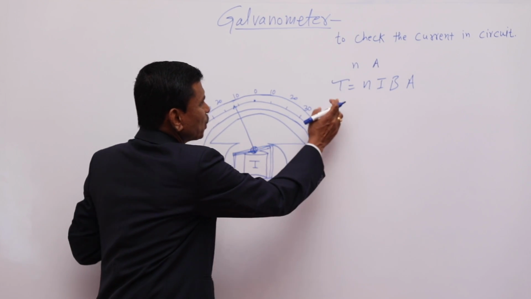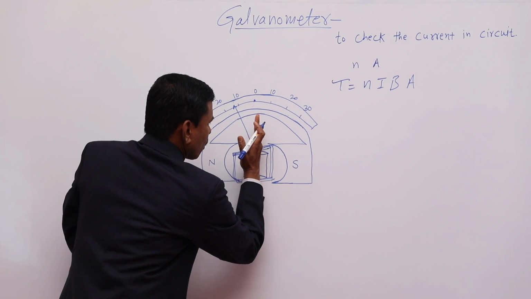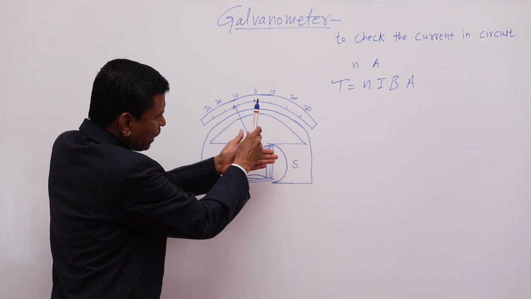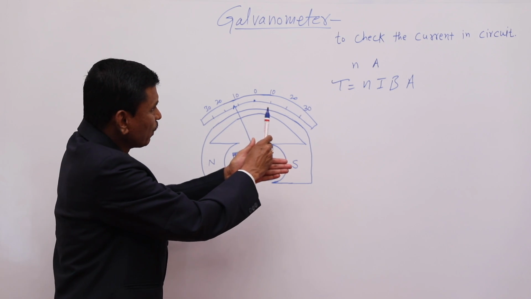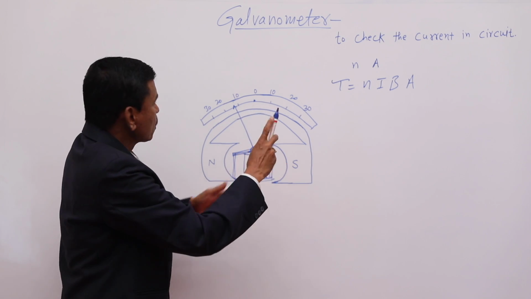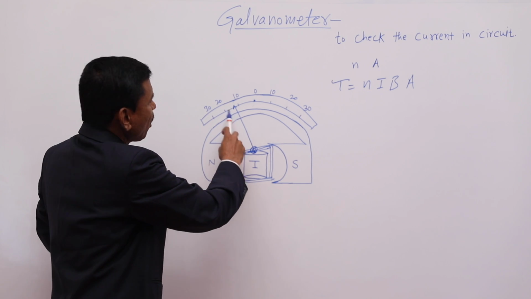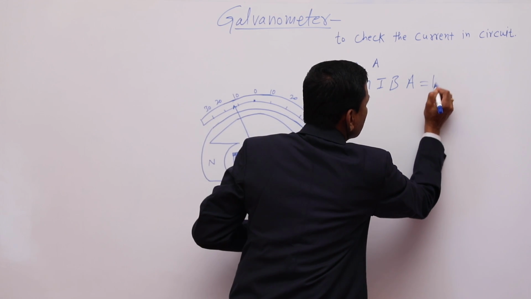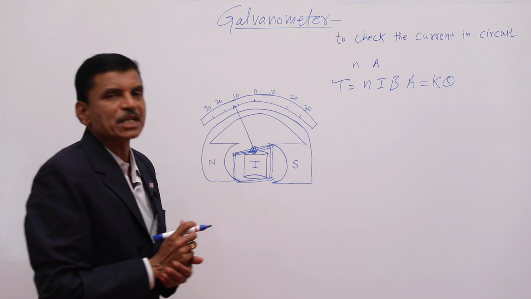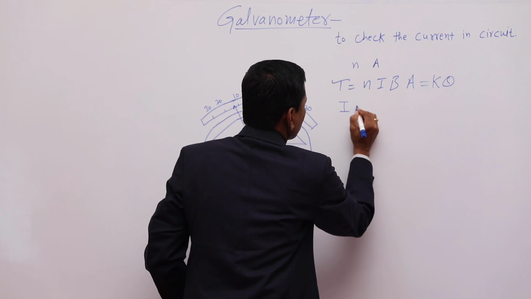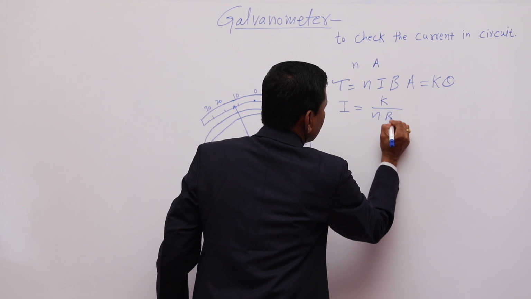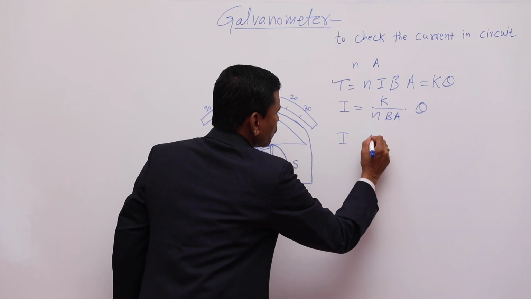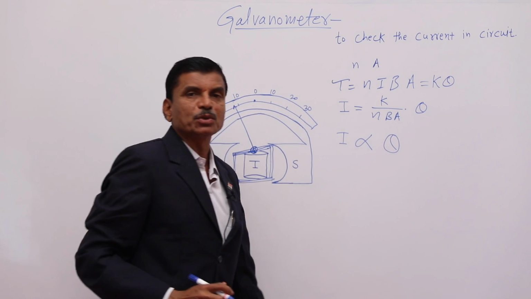Due to this deflecting torque, the coil will deflect, and so the pointer, which was initially at 0, will get deflected in this way. Deflection can be measured on the angular scale. That is the deflecting torque. If it is equal to the restoring torque, K theta, where theta is the deflection, then we get the equation for current, which is simply this. Here all these are constants, and so the current in the coil is directly proportional to the deflection.